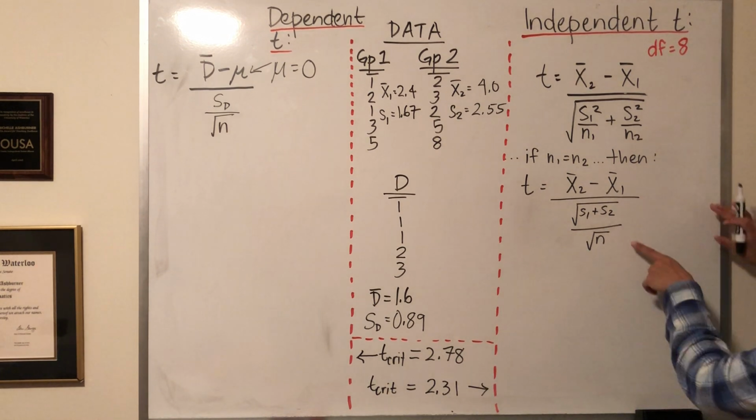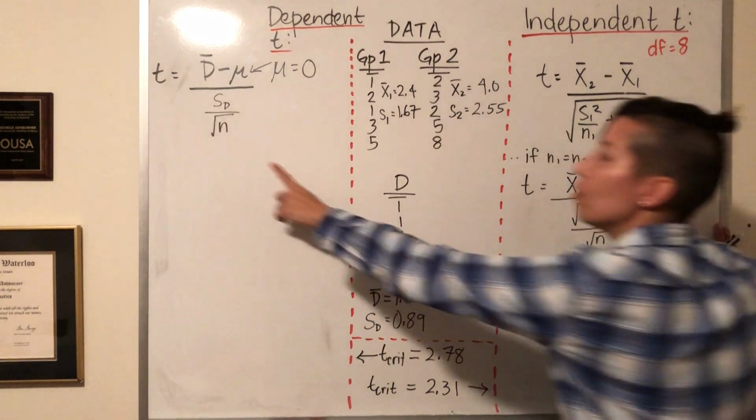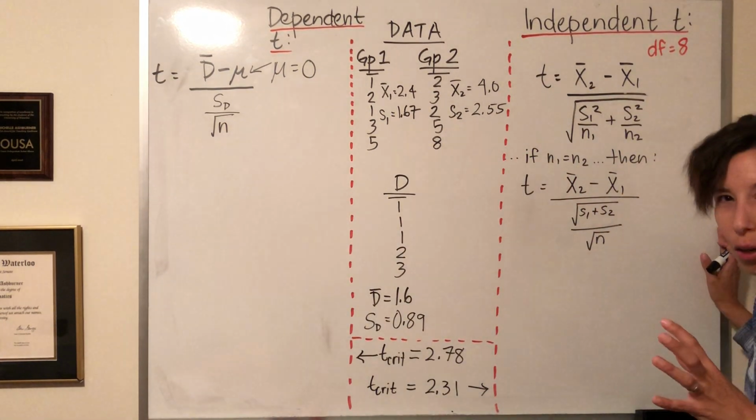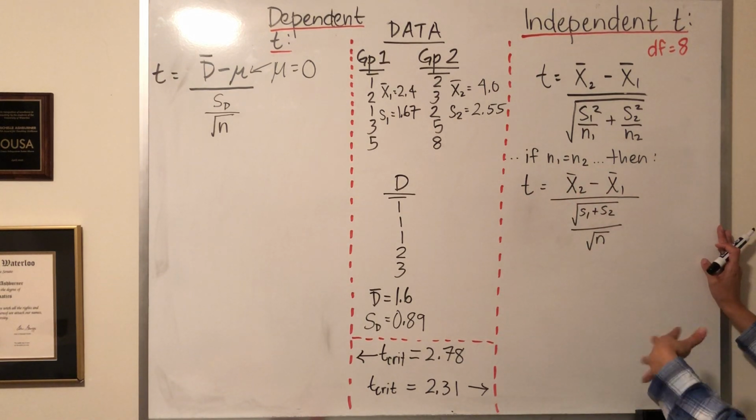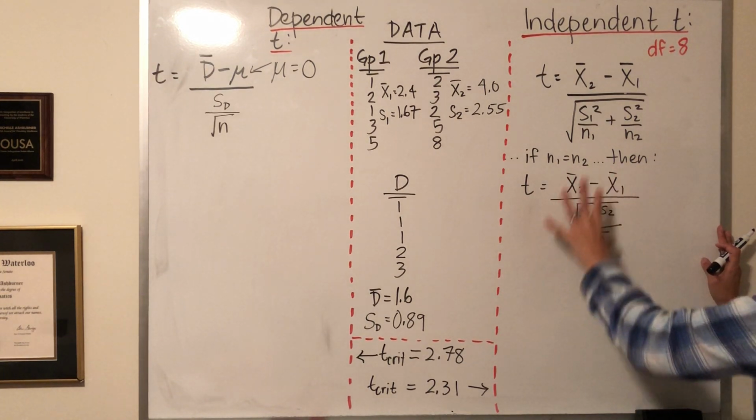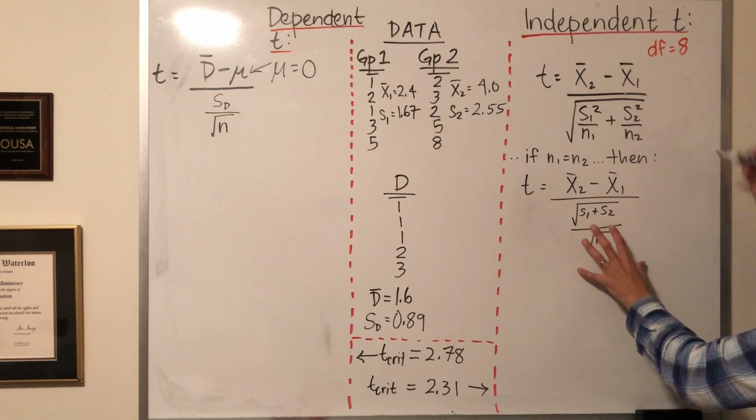This is just a different way to write it if the n's are equal. And I think what it does is it lets us compare the two t-test formulas a little more easily, especially when we get numbers in them both. Then if we start with this formula, it's just the bottoms rearranged a little bit.